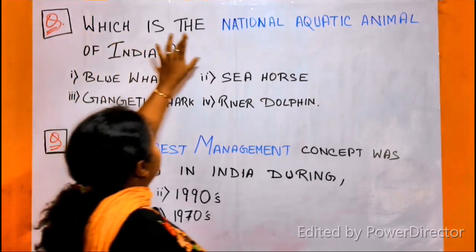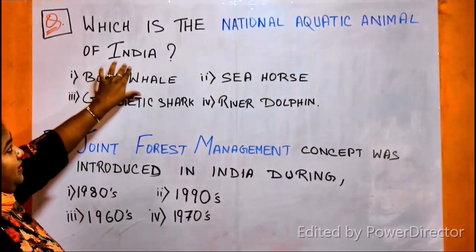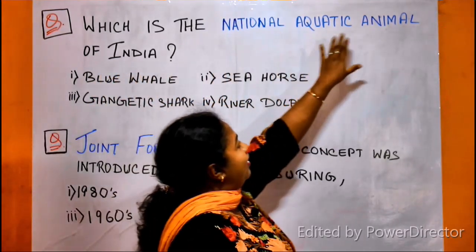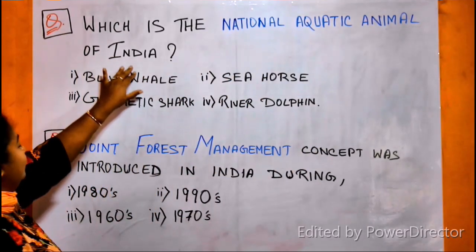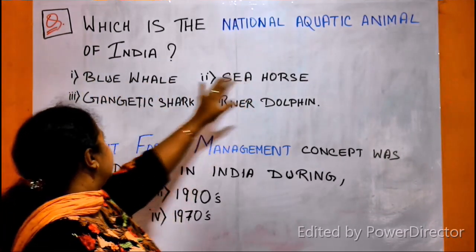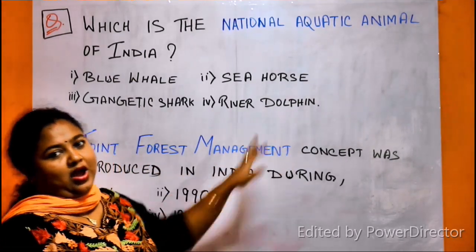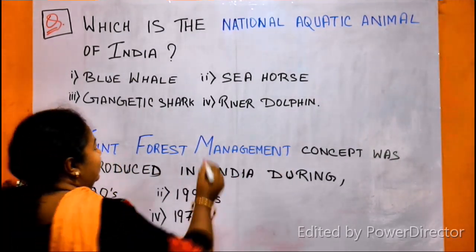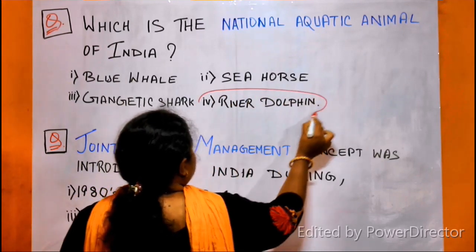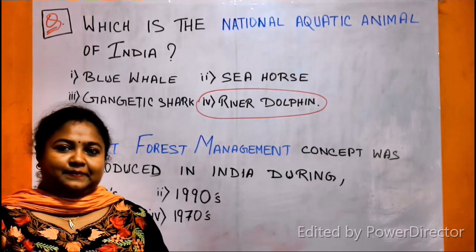Now, which is the national aquatic animal of India? National aquatic animal of India. Four options: blue whale, seahorse, Gangetic shark, river dolphin. Here you have to remember the answer, that is river dolphin. This is the national aquatic animal of India.